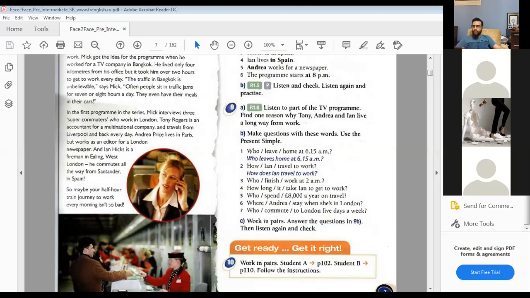So number 1, it says, who leaves home at 6:15 a.m.? And the second question, it says, how does Ian travel to work? How does Ian travel to work? Number 3, Mohammed, can you do number 3?